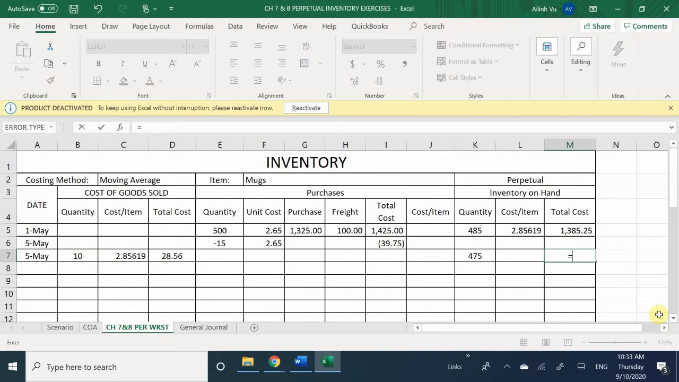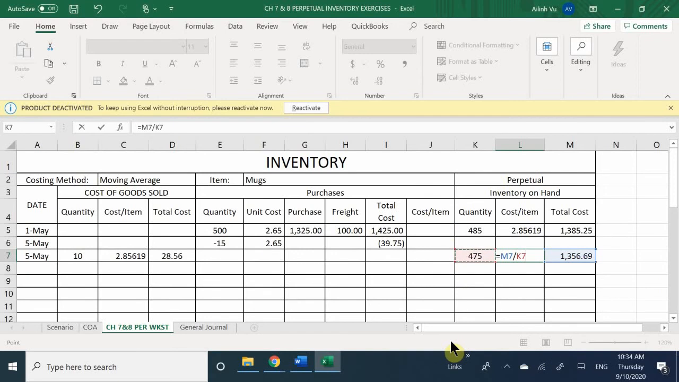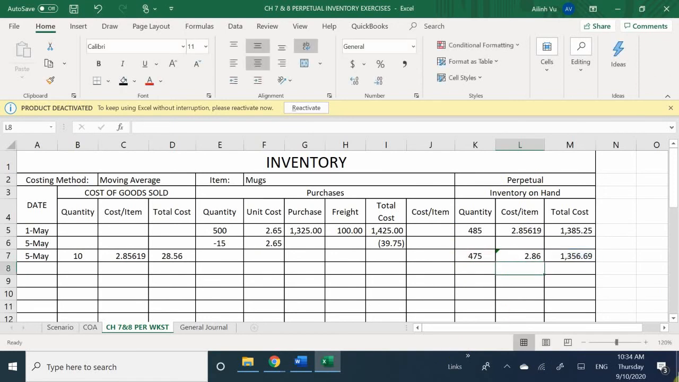Here we are at 1385.25 minus, why are we timesing? Oh, okay. Minus. There you go. 1356.69. So what is our new average cost per item now since we've sold our items, right? Okay, so we ended up with the same exact number.